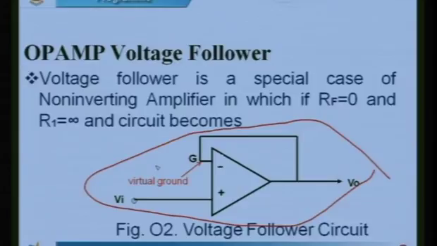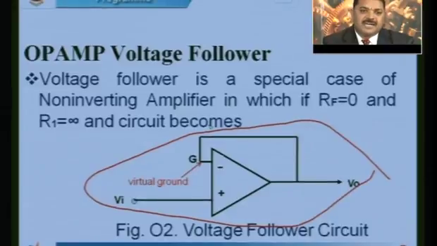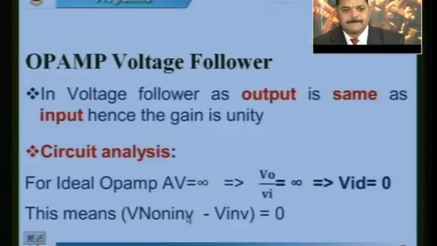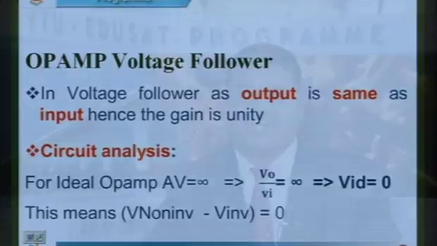Now let us come to this circuit. You can see here, the voltage follower is a special case of the non-inverting amplifier in which Rf is equal to 0 and R1 is equal to infinity, and the circuit reduces to this circuit. Now we need to analyze this circuit. Before going to that, what is the gain of the operational amplifier voltage follower circuit? Gain is given by V naught divided by Vi, and since V naught is equal to Vi in this case, the gain becomes 1. So the voltage follower is also called a unity gain circuit. Gain remains 1 here. So let us go to circuit analysis. What is the circuit analysis we have to do here? Let us see.